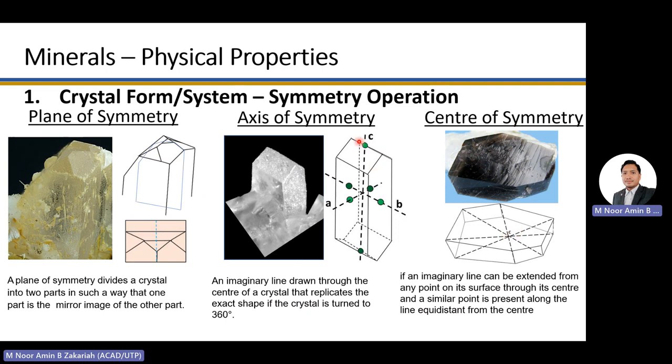For example, this center of symmetry is the crossing line or intercept point of A, B, and C. So this is its center of symmetry.